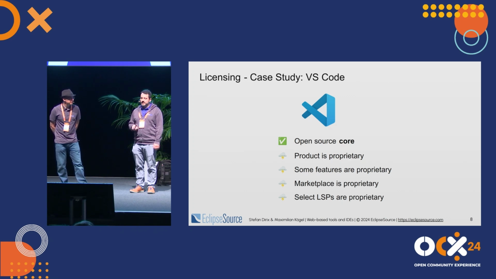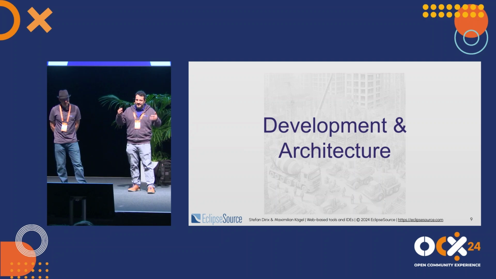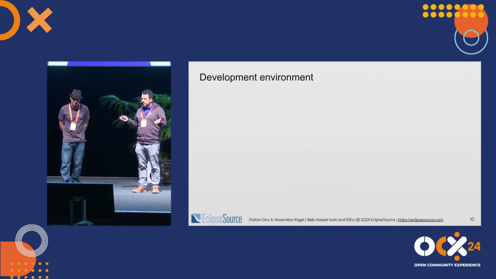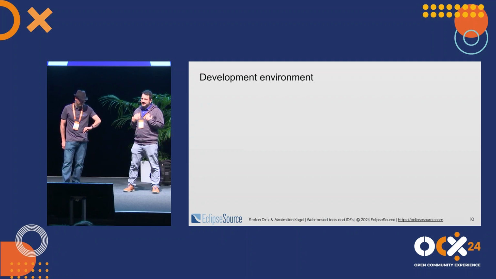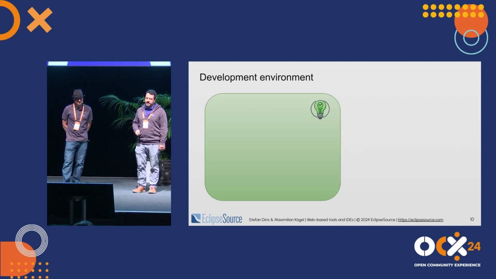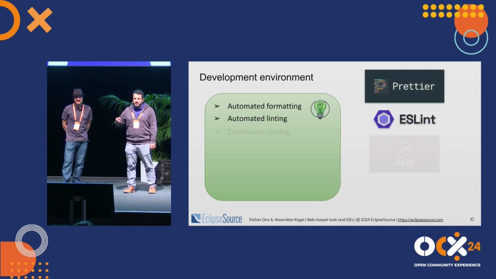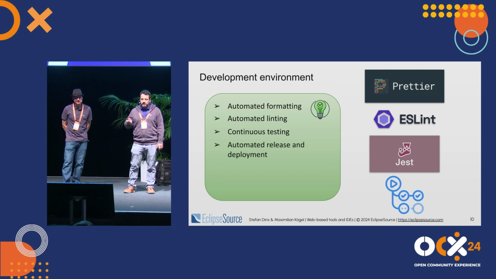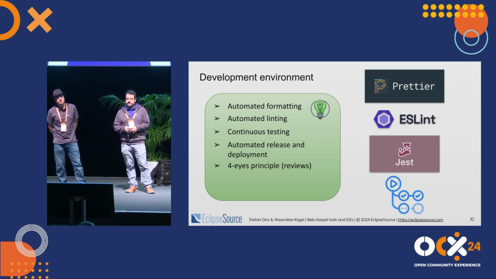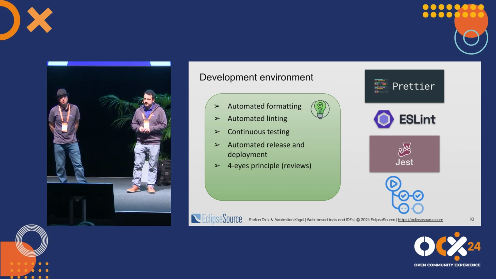Okay. Enough of licensing, let's take a look at development and architecture. Now, you want to start development, and there's something that is very dear to my heart, because there is today absolutely no excuse to not do the following things. You should have automated formatting, automated linting, continuous testing, automated releases, and whenever you do reviews, there should be at least 2 persons looking at something before it goes into your code. So all things that you invest into the development environment will, in the long run, just give you more efficiency and just make development also more fun.